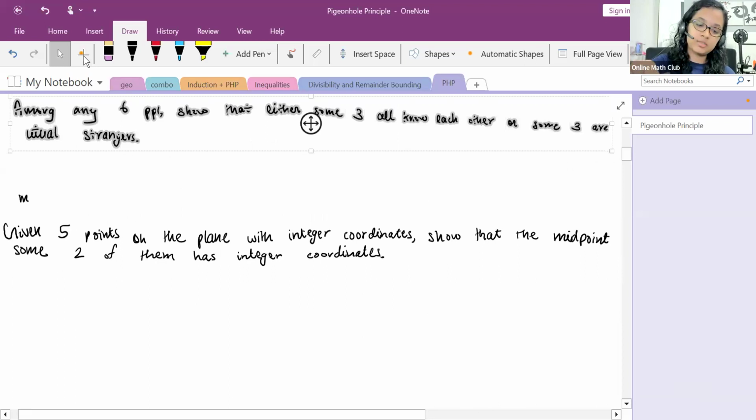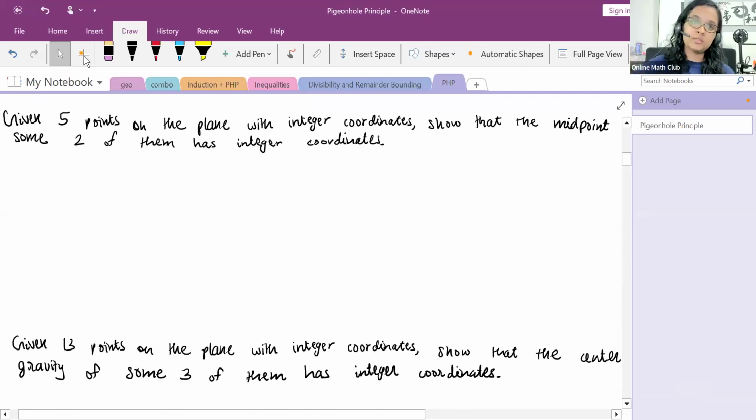Okay, now we can try this problem. You're given 5 points on the plane, and they all have integer coordinates. You're taking all of their midpoints, and you have to show that some midpoint also has integer coordinates.